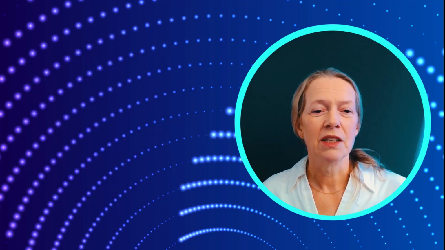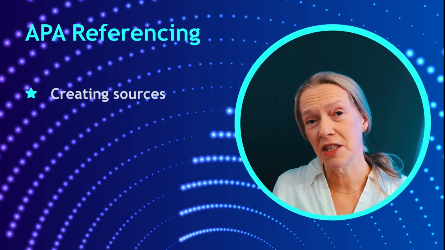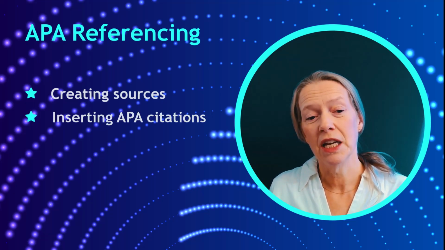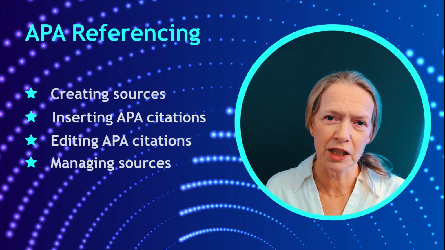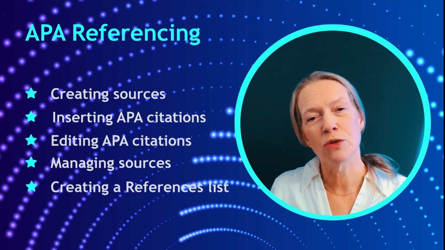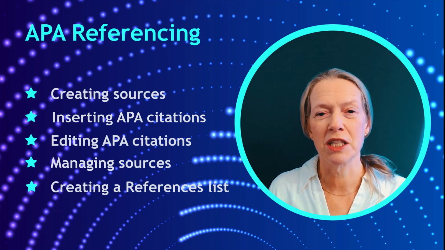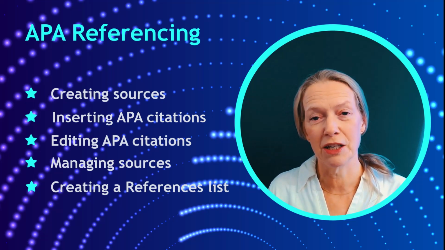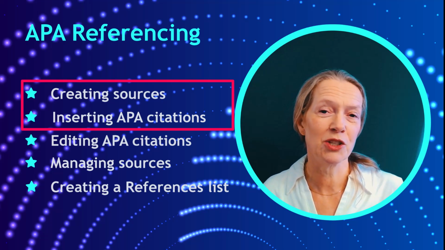So what we're going to be covering is creating reference sources. We're going to be inserting those citations into your document. Then in the next video, we'll go back to editing those citations, modifying them, moving them around, then managing your sources across documents to save you time. And then we'll finish up with creating and formatting that final references list at the end of your document. So the first two items will be covered in part one, so let's get to it.